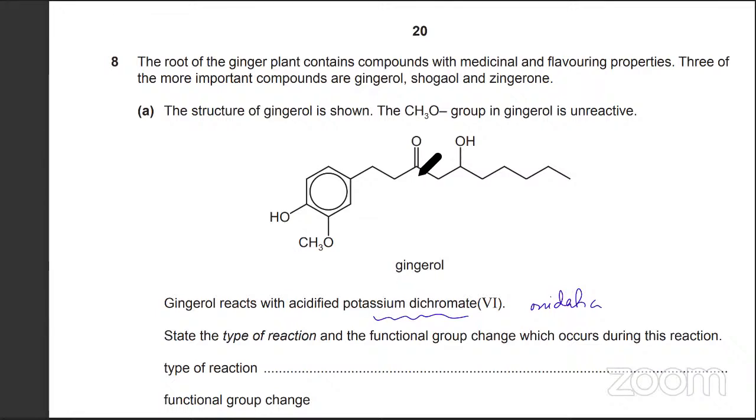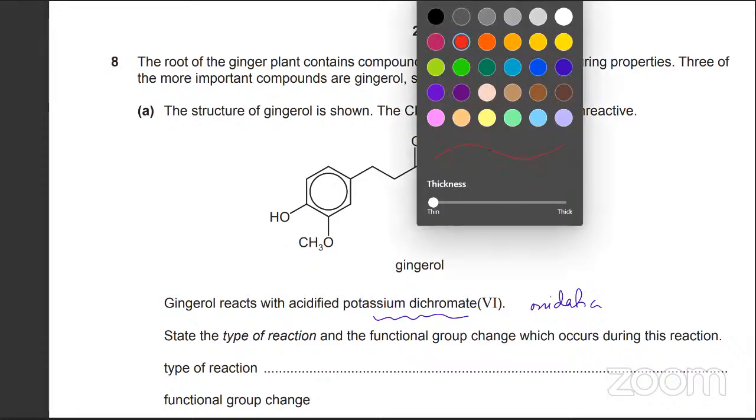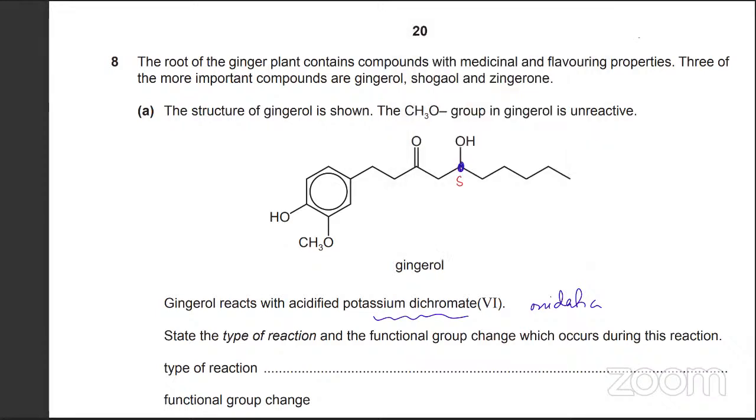This is a ketone. Do ketones get oxidized? No, sir. So then what type of alcohol is this? Primary, secondary, or tertiary? Primary. This carbon atom over here has two carbon chains, so that one is secondary. What do secondary alcohols turn into?